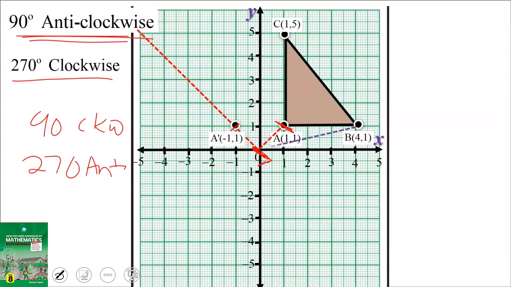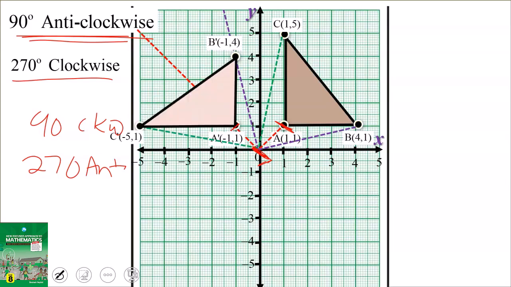The same thing can be done with B, and we go that way and we transfer the length, and we get the image. Then for C, we do 90 degrees, then we transfer, then we get the image, and then we are able to draw the point. So we join the points to form a triangle, which is the 90 degrees rotation anti-clockwise. So that is how we do it.